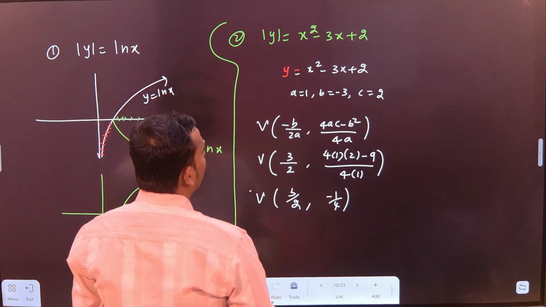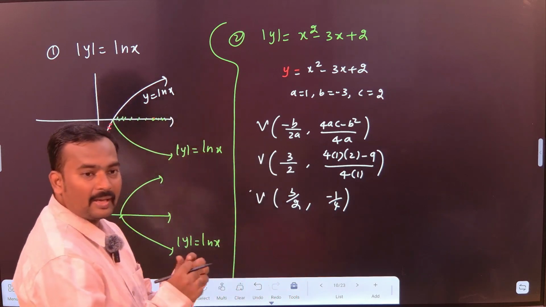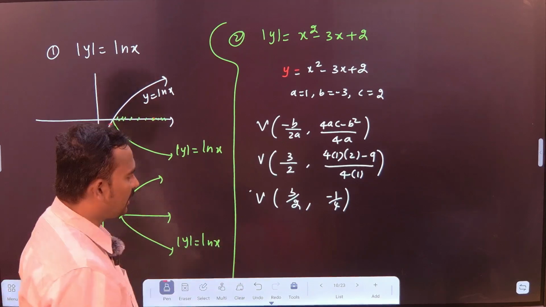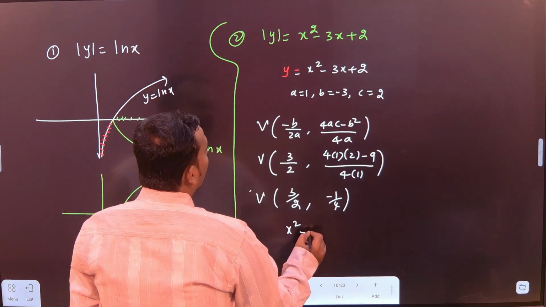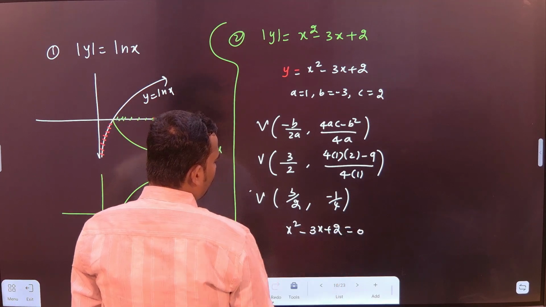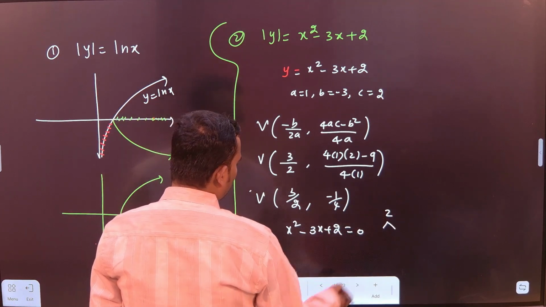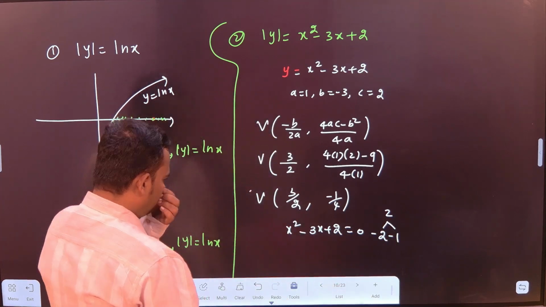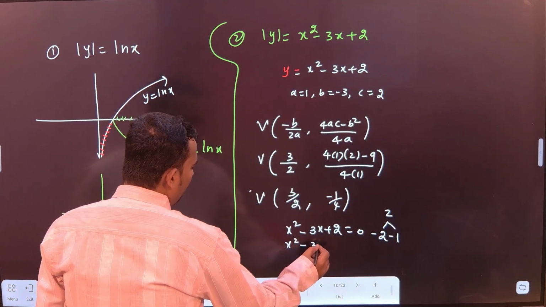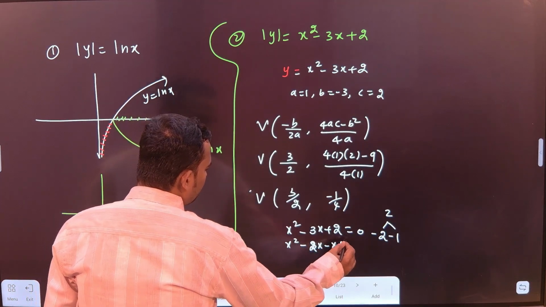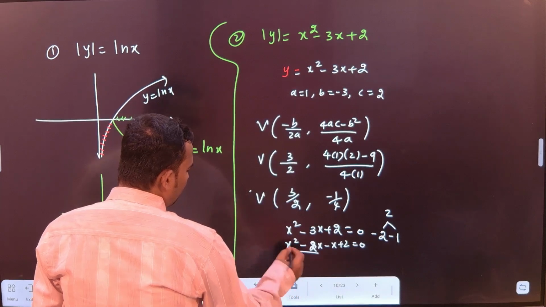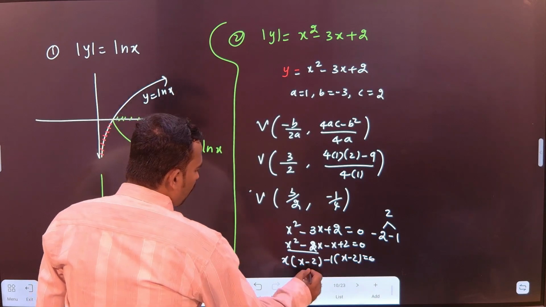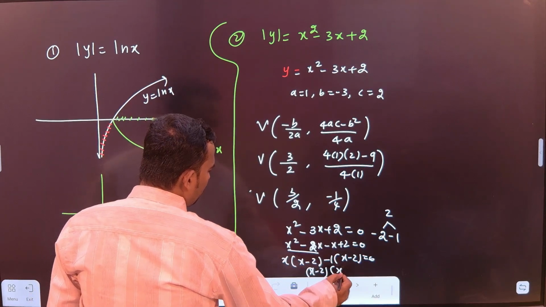Then let us find the roots. Roots means x value, so you put y is equal to 0, because along the x-axis the y value is 0. X square minus 3x plus 2 equal to 0. The product is 2 and the sum is minus 3, so take minus 2 and minus 1. x square minus 2x minus x plus 2 equal to 0. Take x common from the first two terms, x minus 2, and minus 1 common from the rest, x minus 2. So x minus 2 is common: x minus 2 into x minus 1 equal to 0.